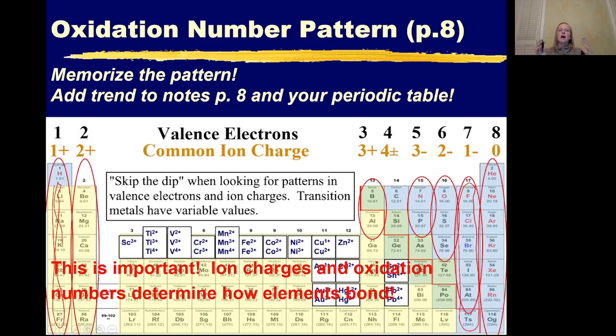So as I said, ion charges and oxidation numbers determine how elements bond. And it's important to realize, and I did circle them here, that these ion charges really only apply to the nonmetals on the right side of the periodic table. On the left side, groups 1 and 2 have predictable valence electrons and ion charges, but don't rely on these ion charges for the metals in the middle of the periodic table, because they are multivalent and can have more than one ion charge.